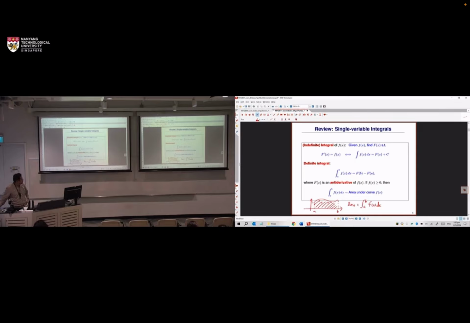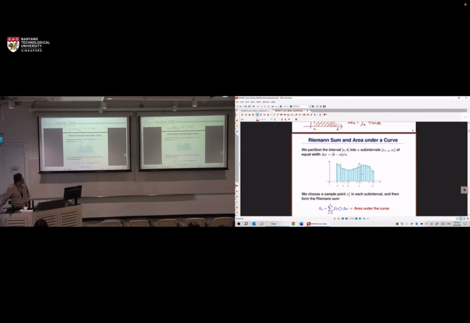If f is greater than or equal to 0, then we say that this gives you the area, because area has to be a positive answer. Other than the value that you get, we also say it's the area under the curve f(x).